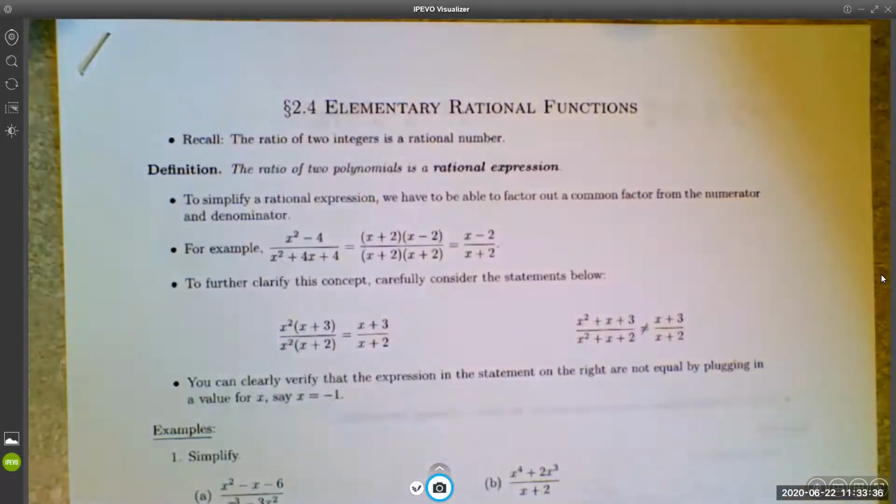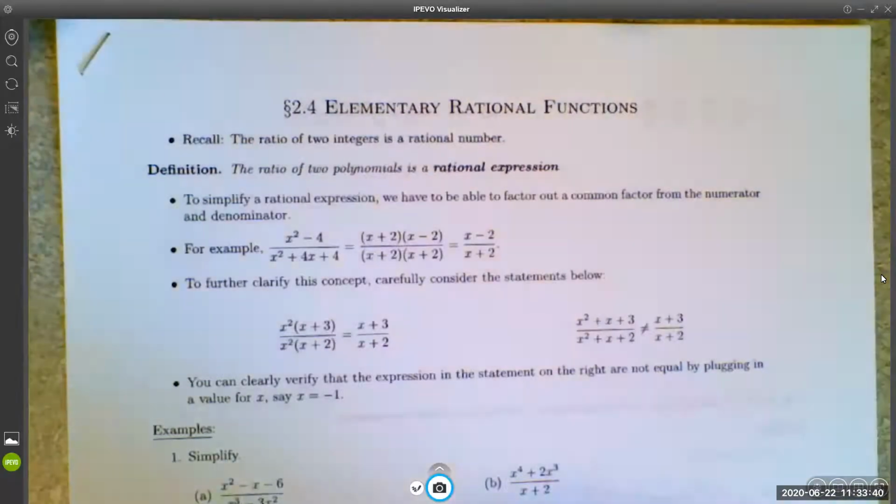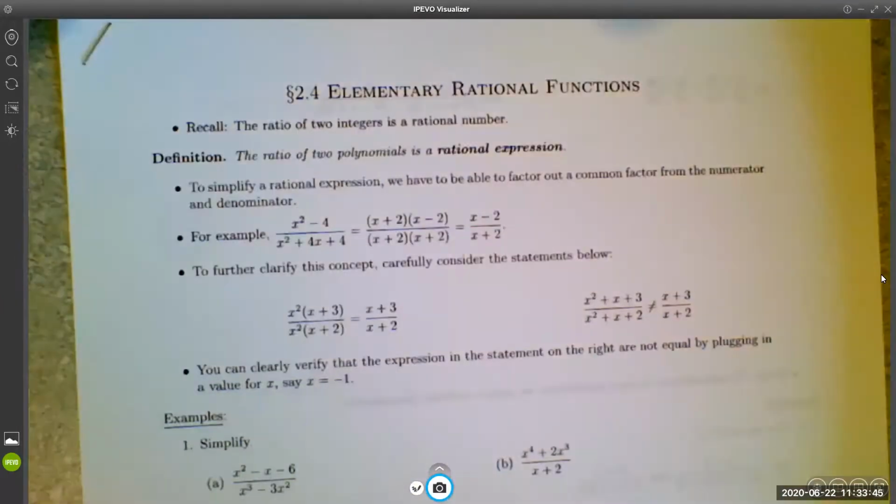All right, the next type of function we're going to review are rational functions. Rational functions are ratios of polynomial functions. So it's natural to talk about them right after having finished talking about polynomial functions.